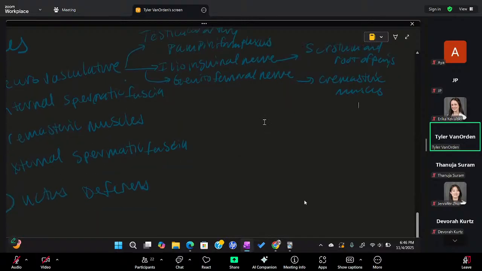So just to give you a quick drawing of this spermatic cord, it's like a big circular structure. On the outside, you're going to have the external fascia. I wish I could do other colors, but I'm trying to get as much in as I can. Right underneath that is the cremasteric muscle, so I'll draw a little arrow. And then underneath that is the internal fascia.